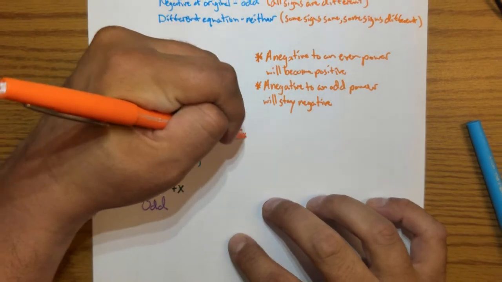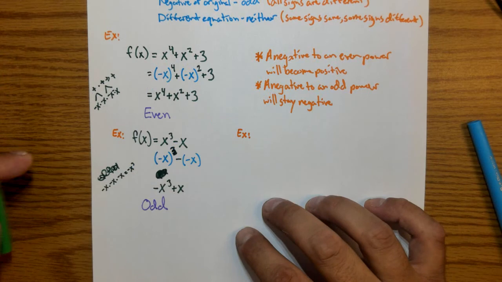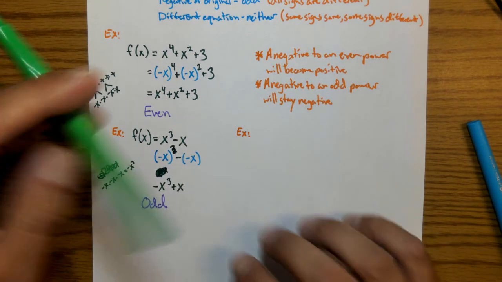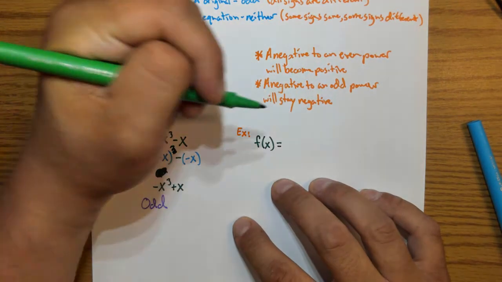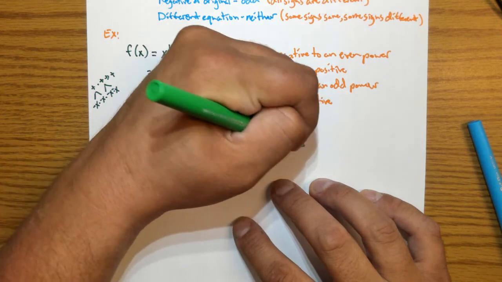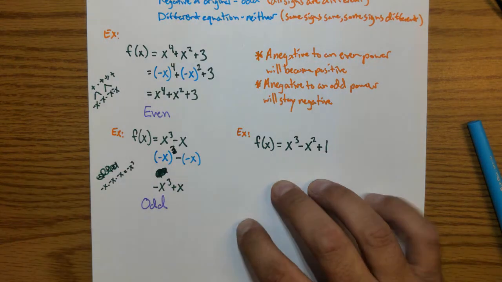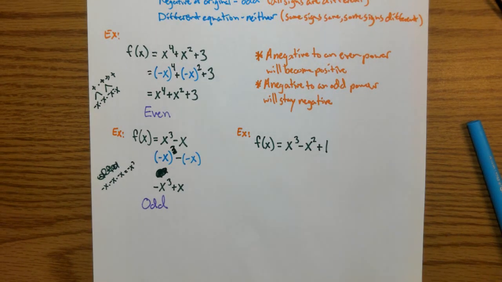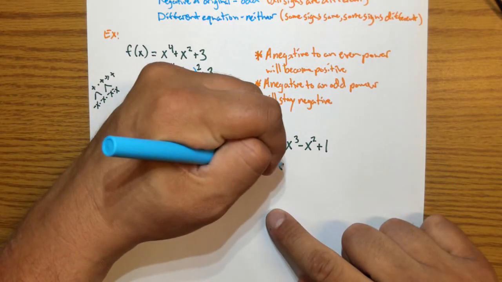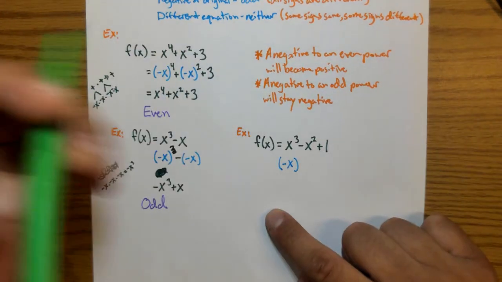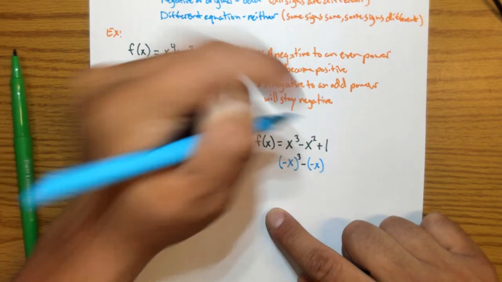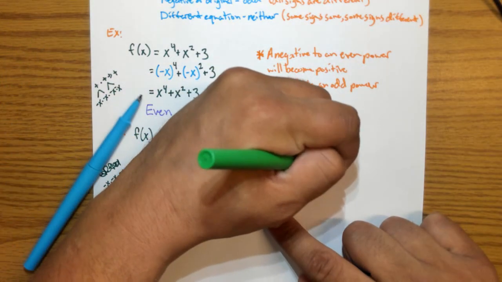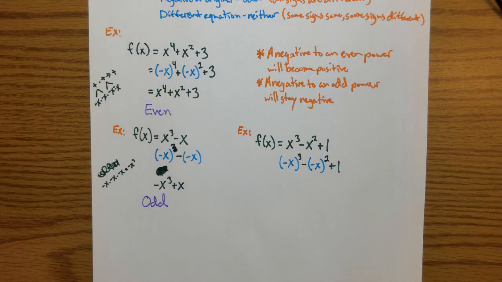All right, let's do one more. Now let's say that I have f of x is equal to x cubed minus x squared plus 1. Now I'm going to plug in negative x every time I see an x. So this is going to become negative x cubed minus negative x squared plus 1.